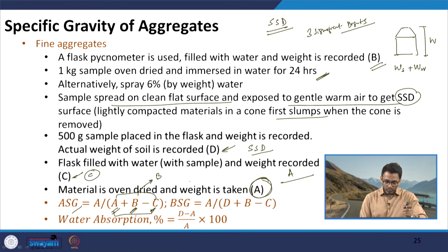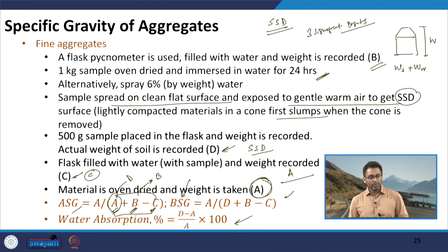The calculation of bulk specific gravity is the same, only in place of A you will use D, because we are looking at the saturated surface dry weight, alright, and the calculation of water absorption is similar to what we did in case of coarse aggregates.